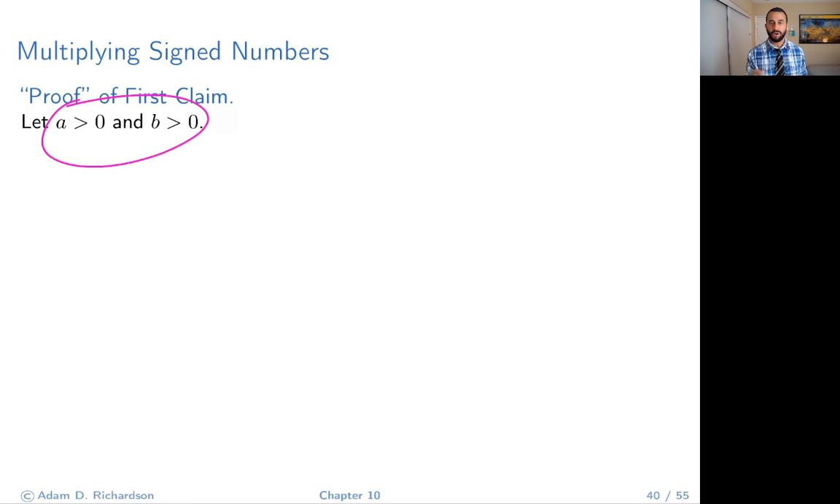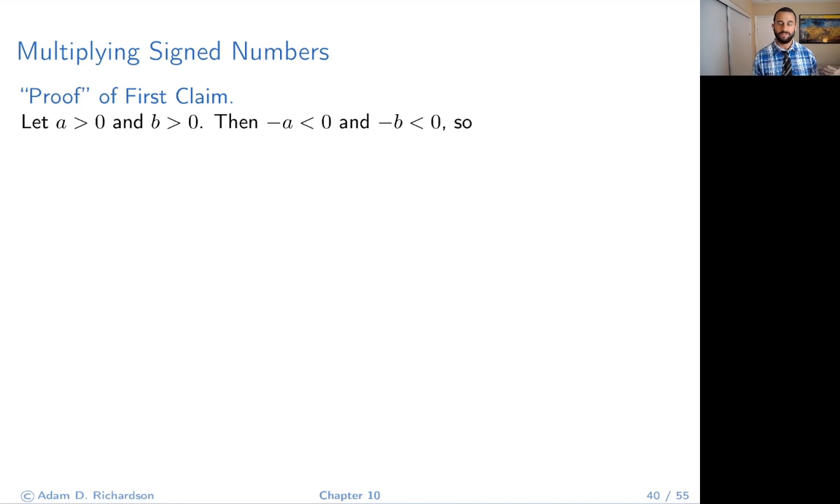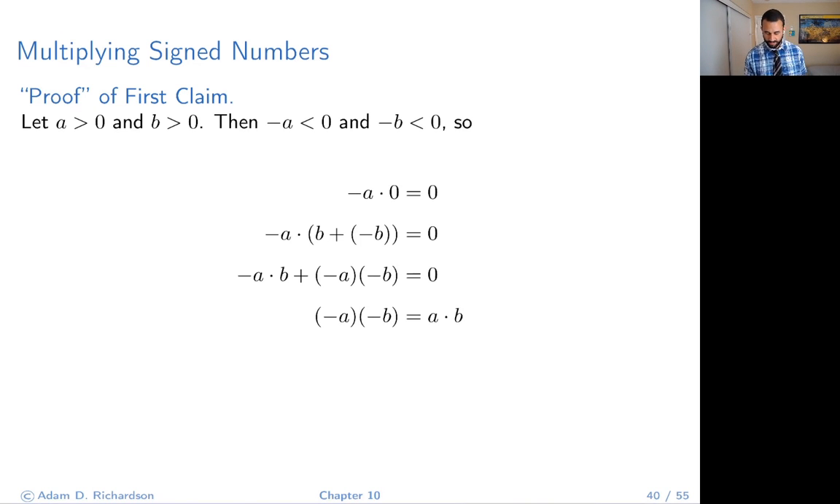So we're just going to suppose first that we have two positive numbers. Then we know that the opposite of those numbers must be negative, and that's just by definition. If A is positive, then negative A is negative, right? Now, we know this is true: negative A times 0 is 0. But we can be clever, and we can write 0 as B plus negative B. Then we can use the distributive property to distribute negative A to each of these terms, and 0 is just staying 0 on this side for now, right? Now what I'm going to do is add AB to both sides.